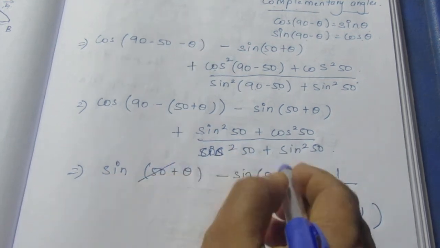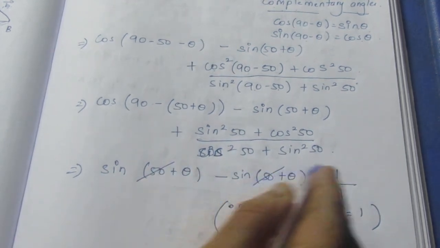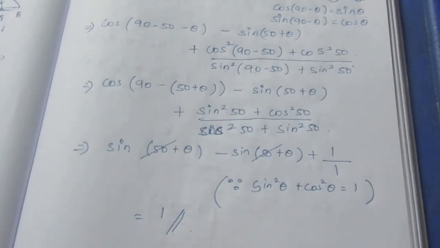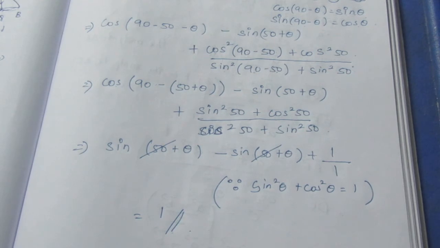So here these 2 get cancelled, it becomes 0. So plus 1 by 1 will become 1. 1 is your final answer for the sum. That's all with the sum.